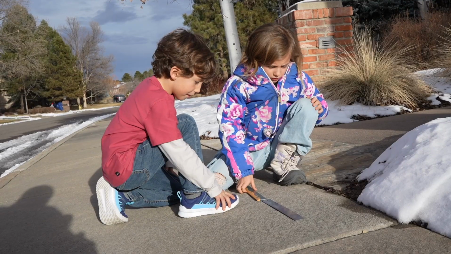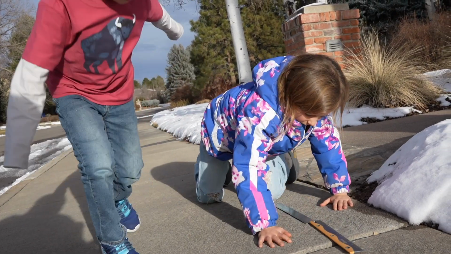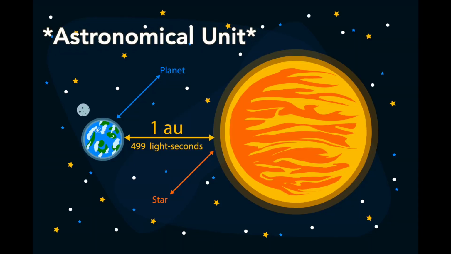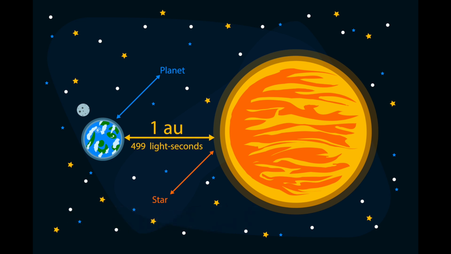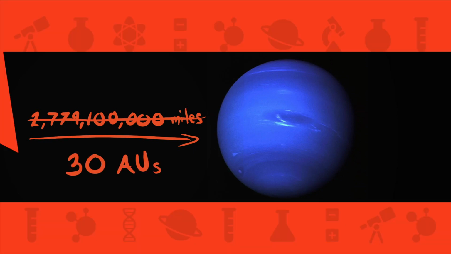Which brings me to my next topic: how do we measure things in the solar system? It's too big to use miles. Using miles is like using inches to measure the distance between here and the next state over. It just doesn't make sense. So we've created a new unit called an AU, short for astronomical unit. It's the average distance between the Earth and the Sun, or 93 million miles. So now, instead of saying that Neptune is 2,779,100,000 miles away, we just say it's 30 AUs.